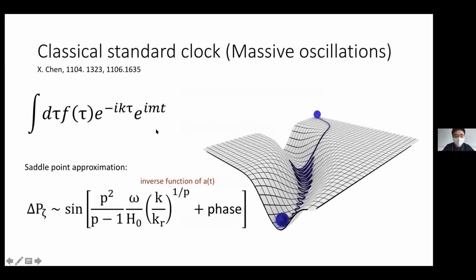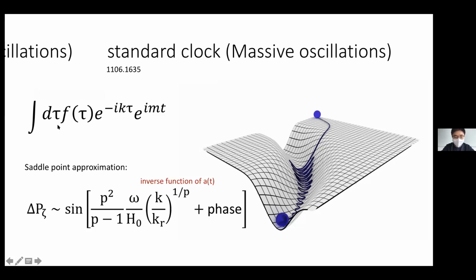Here's the idea of the classical standard clock. Firstly, it was raised by Professor Xingang. He assumed that there was a heavy field that falls into something like a potential and starts to oscillate. The frequency of the oscillation is dominated by the mass associated with the physical time. So once we see the oscillation from the power spectrum, we know there's a function between the conformal time and the physical time. So the correlation function contains this integral.